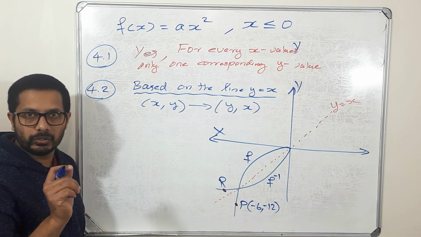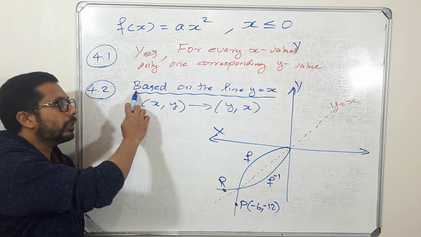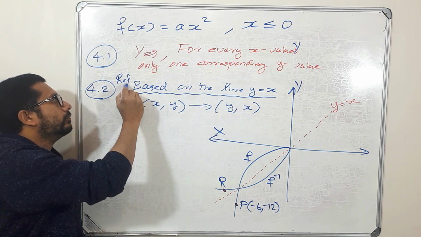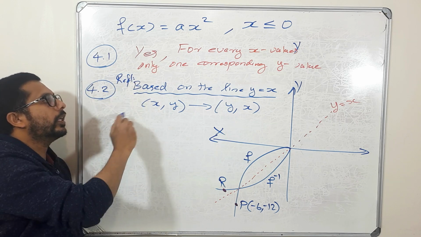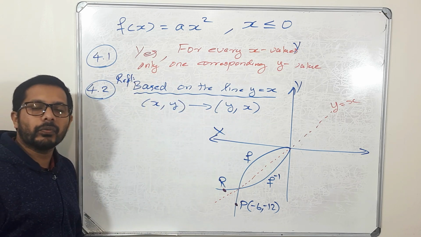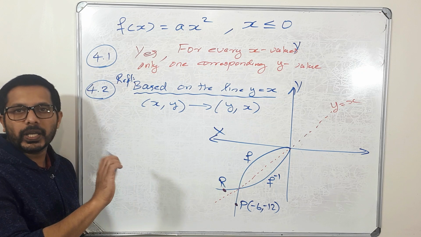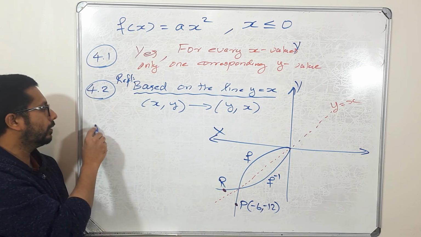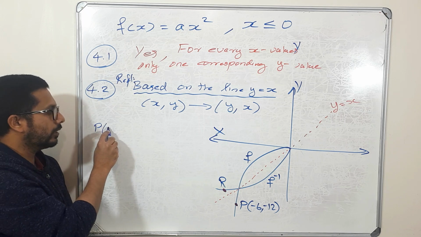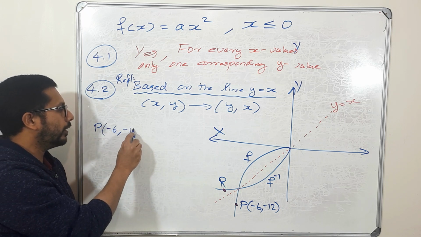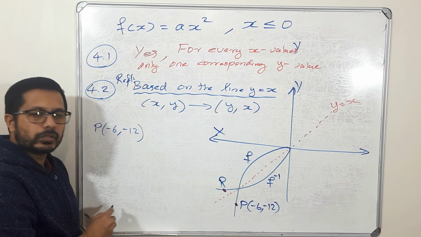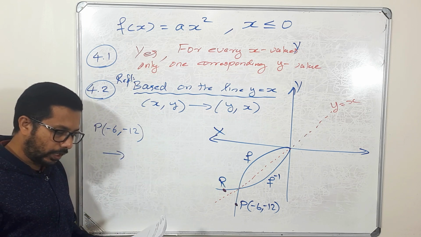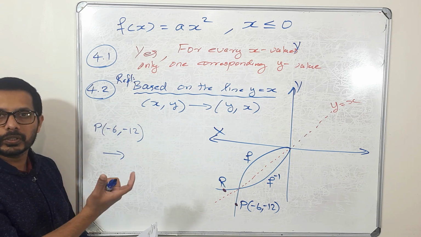You studied it in your school, okay. So it's the same thing for the reflection based on the line y is equal to x. What you have to do? You have to swap x and y, okay. So here what is the coordinate of P? Coordinate of P is minus 6 comma minus 12. So what about the coordinate of R? How can you find the coordinates of R? You just swap it around, x and y.